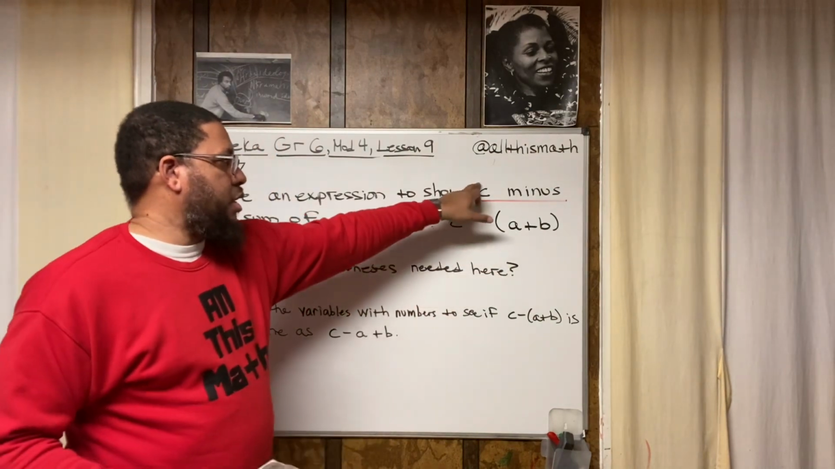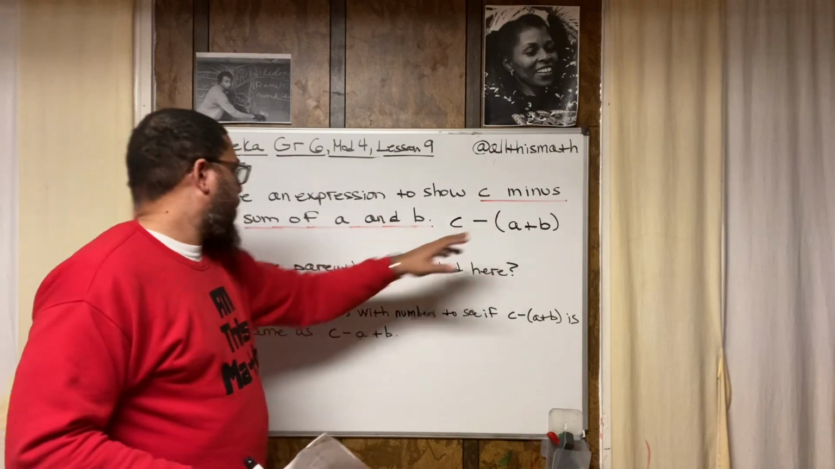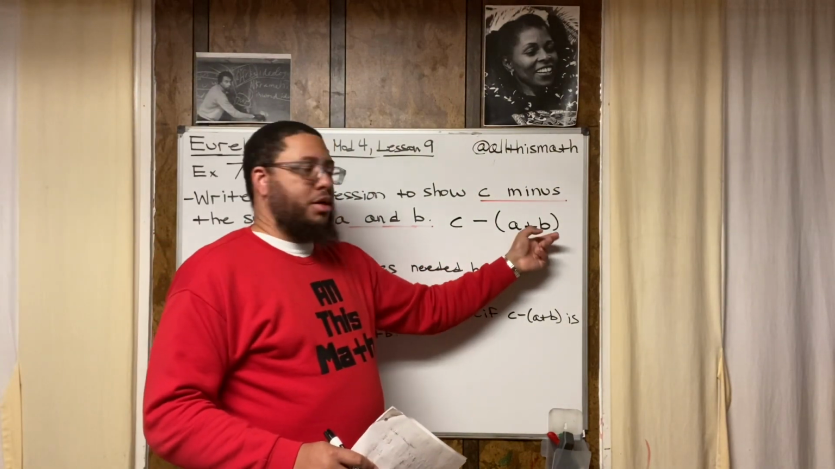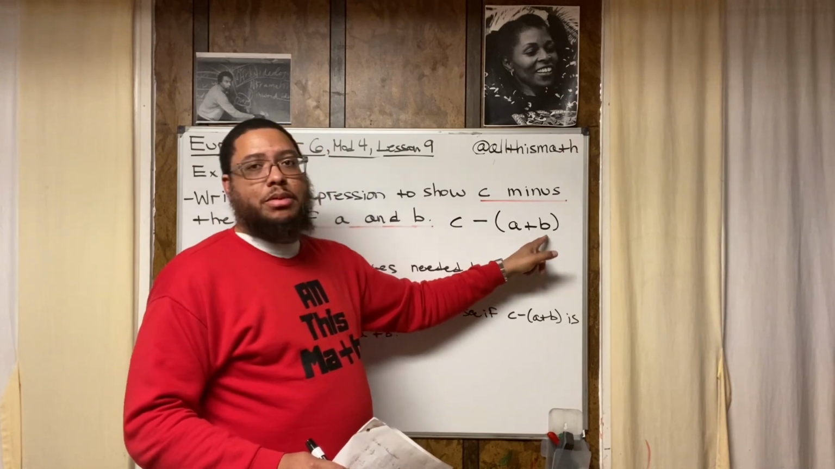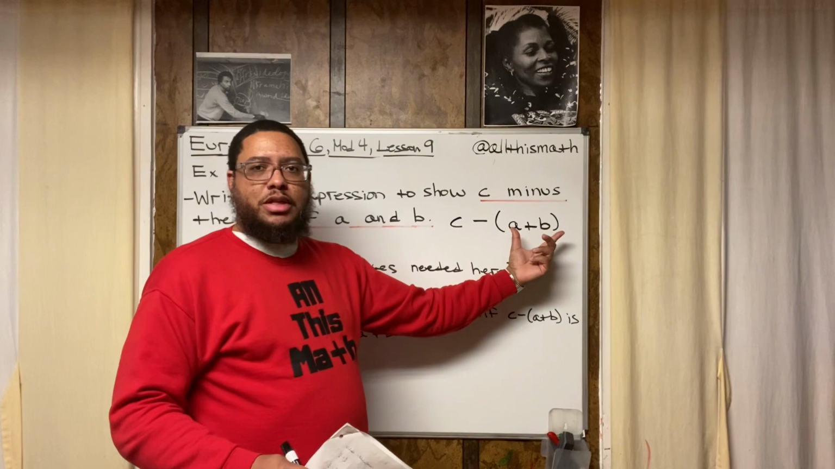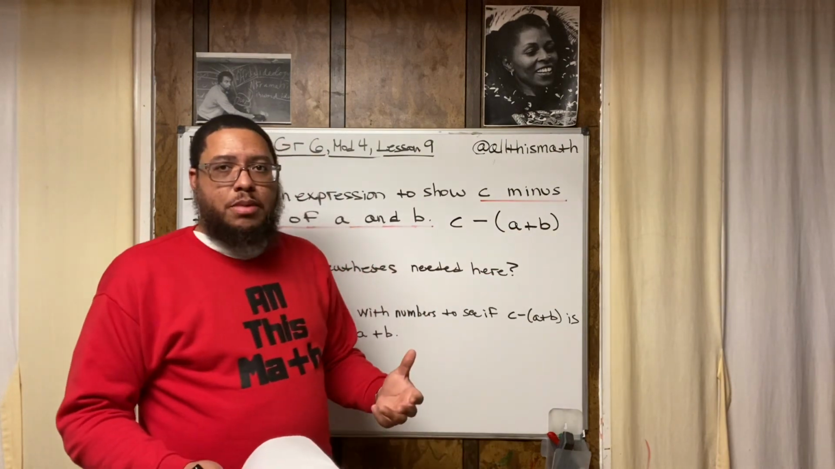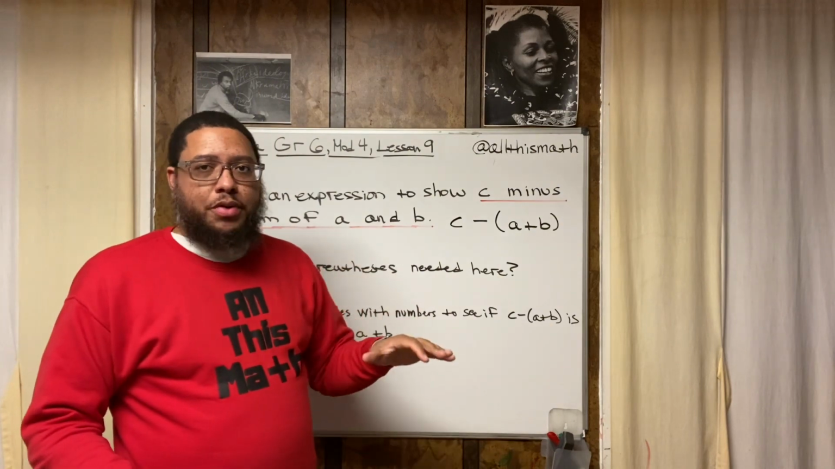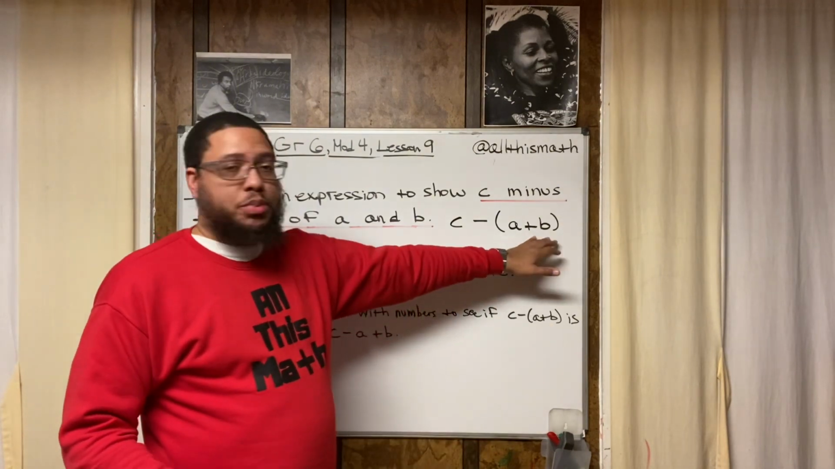So we got C minus, the sum of A and B, right? Sum of meaning you add them together. You add them together, that's the sum of, right? Now, why did I put them in parentheses? Because that's how I organize my work. But in example 6, we didn't have to use parentheses. In this case, we have to use parentheses.